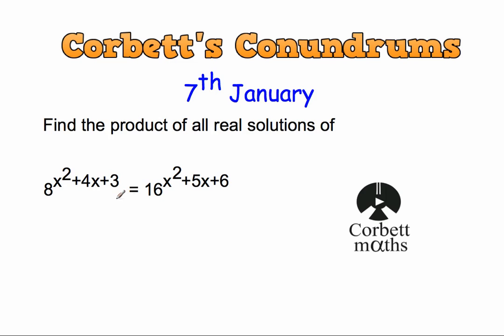In this video, we're going to look at the solution to the January the 7th Corbett's Conundrum. So the conundrum says, find the product of all the real solutions of 8 to the power of x squared plus 4x plus 3 equals 16 to the power of x squared plus 5x plus 6. So if you haven't tried this conundrum, pause the video, have a go now, and in a moment I'll go through the solution.